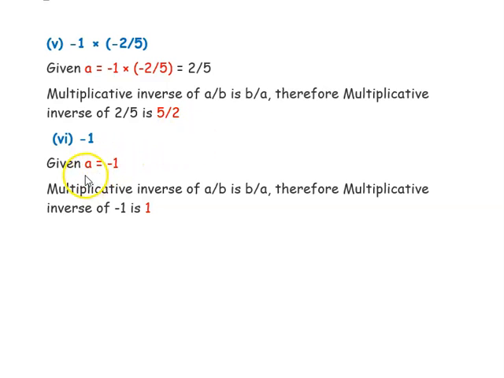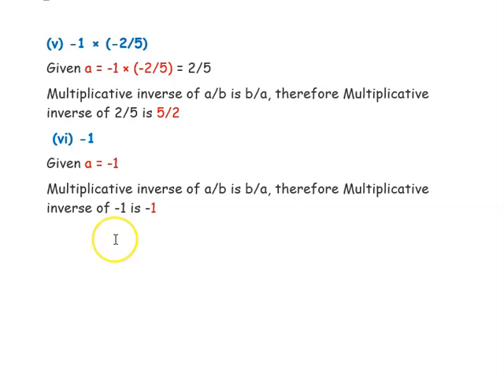So the next question is negative 1. So a is negative 1. Negative 1 can be written as negative 1 divided by 1. Now we are going to reverse the numerator and denominator. So we are writing negative 1 by 1 as negative 1 divided by 1. Now negative 1 is in the numerator, so it will be 1 by negative 1, which is also negative 1. So the multiplicative inverse of negative 1 is negative 1 itself.